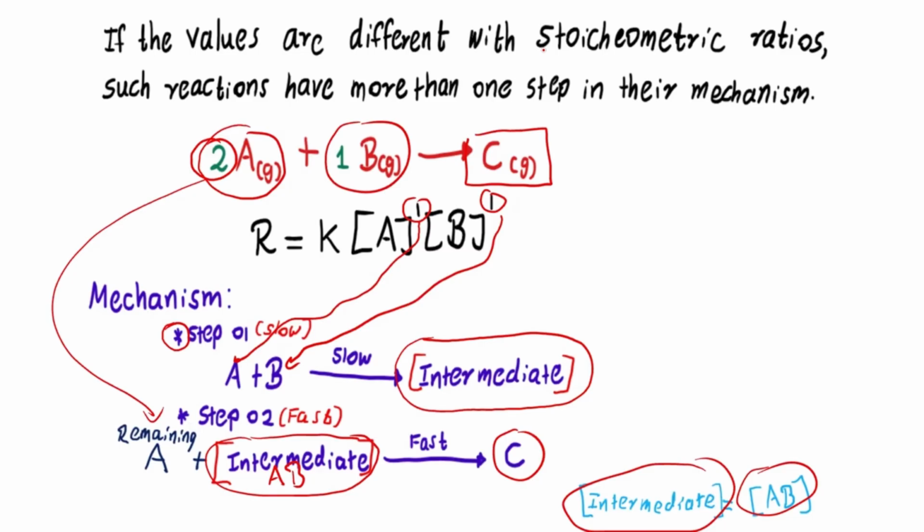Simply what they are saying here is, if your molar ratios and these orders are not matching with each other, that means such reactions have to have more than one step. Right. This is the type of question, this concept, they will use in the exam to check whether you can design a mechanism of a reaction.